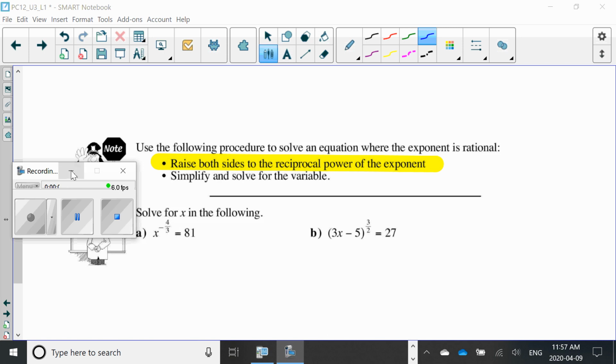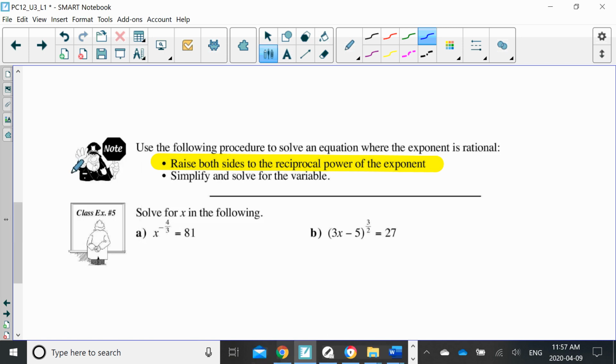I wanted to make a second video for lesson 1, just to show you an alternate way to solve class example number 5. Miss Newtell used a method from 10C and 20-1. I'm going to show you, though, a 30-1 method and what we would use in calculus.